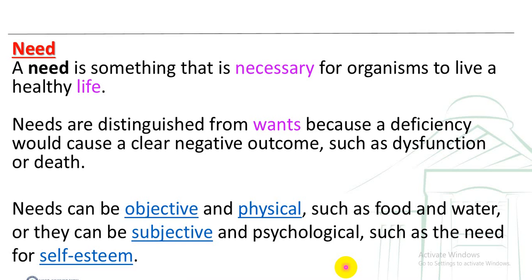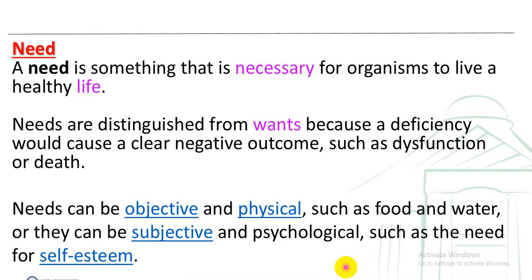Without these needs, we cannot continue our life, or at least we may suffer damage or dysfunction. So we can differentiate between needs and wants, because needs are requirements for our life. We cannot live without them, but we can live without wants. If you are not able to meet your needs, this will lead to death or dysfunction. But this does not happen in the case of wants.